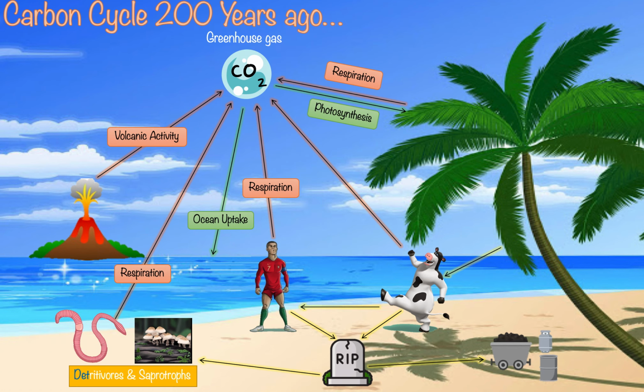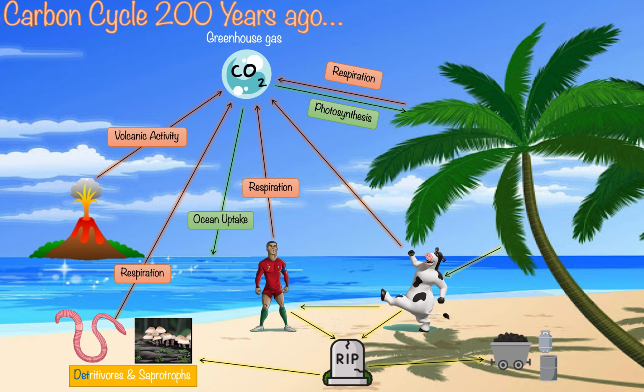So, in summary, 200 years ago, our carbon dioxide levels were normal because there was a balance in this cycle. There was a balance between photosynthesis, respiration, ocean uptake, volcanic activity, and all these processes, this whole carbon cycle that kept carbon dioxide at a decent level, okay? But things changed.